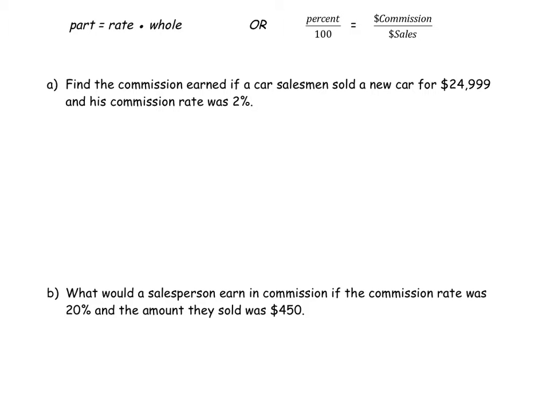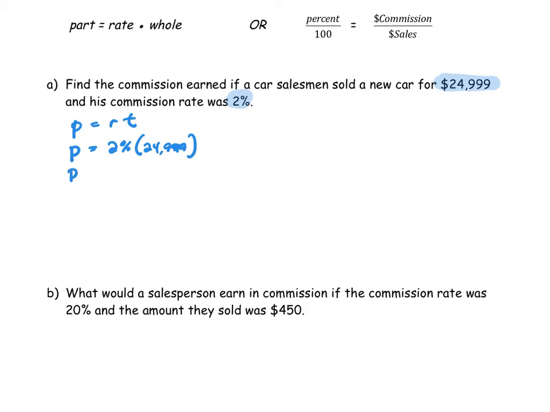So when we go to set up our equation, we have to know that this is the total amount of sales. He sold a car that cost $24,999 and he made 2% on that sale, 2% of that sale. So we're going to start our equation, part equals rate times total. And the part that we're looking for is the commission, and the rate is 2% of a total of $24,999 in sales. That should be a 9.